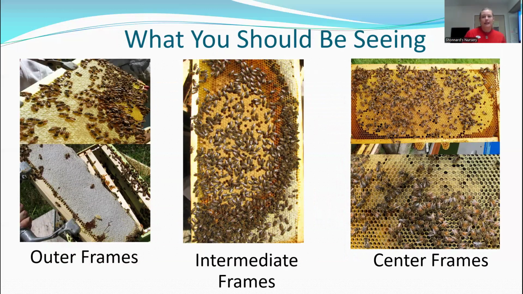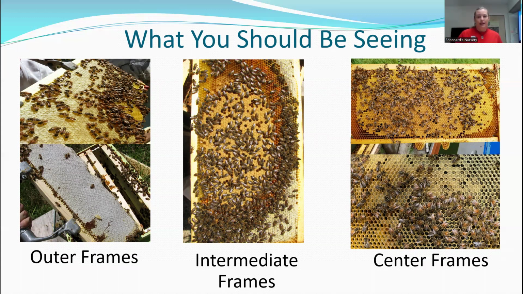What you should be seeing in a healthy hive, in contrast to what we'll be going over later: your outer frames should all be resource frames. You're going to be seeing lots of nectar, lots of capped honey, lots of pollen in these frames. Your intermediate frames, you'll see the edge of the brood sphere, kind of difficult to make sense of at first. You've got a big rectangle box, but you've actually got a circle of bees inside.